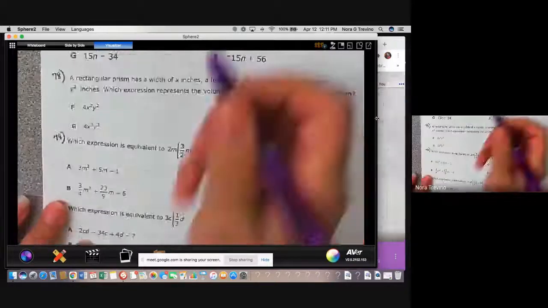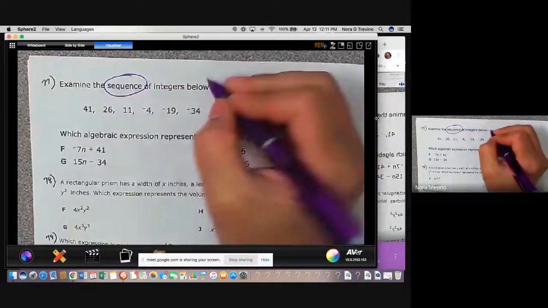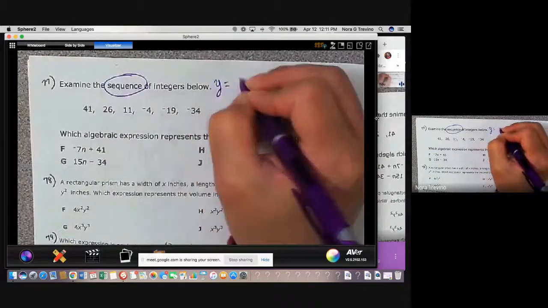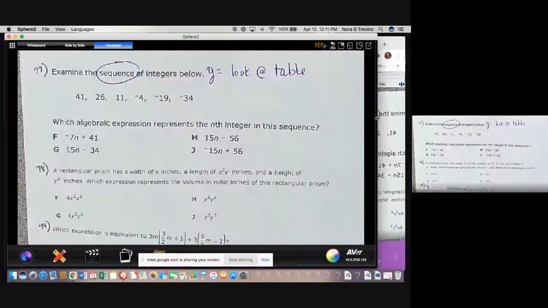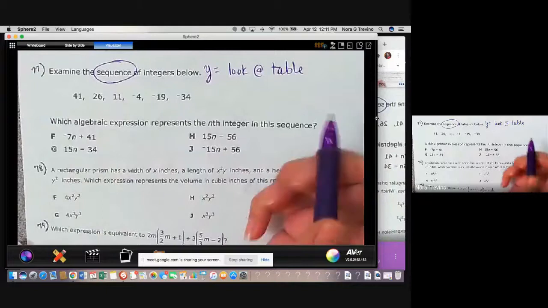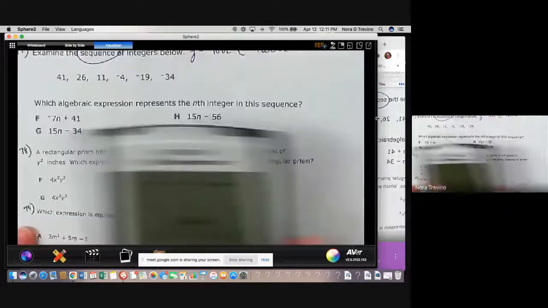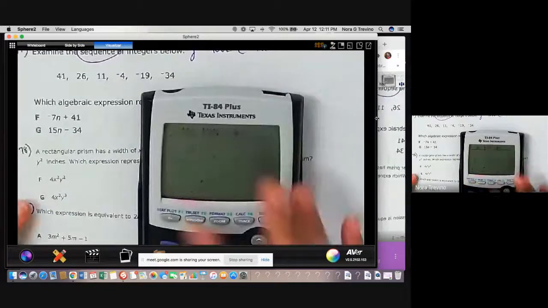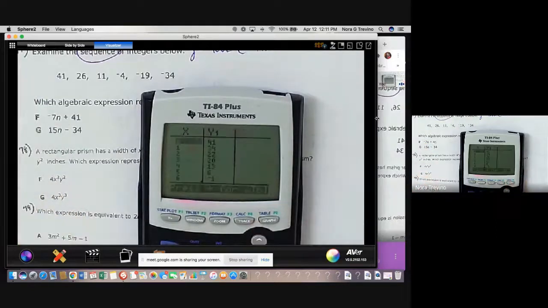All right. Finally, look, sequence. That's just going to mean put it in y equals, look at the table, just like we did for the patterns, okay? So where are the ordered pairs here, right? Well, let me show you by plugging in the first one. Go to y equals, type in negative 7x plus 41, and go to the table.